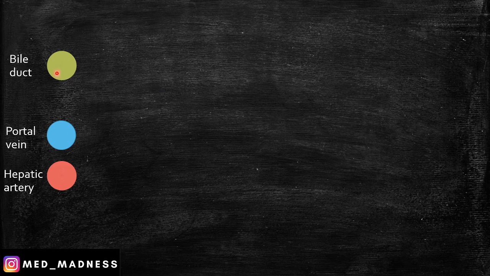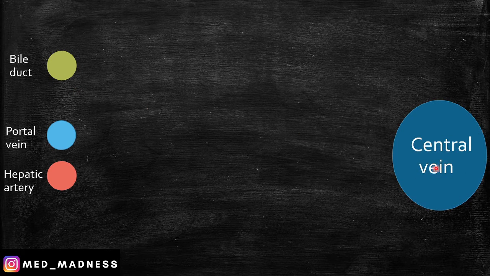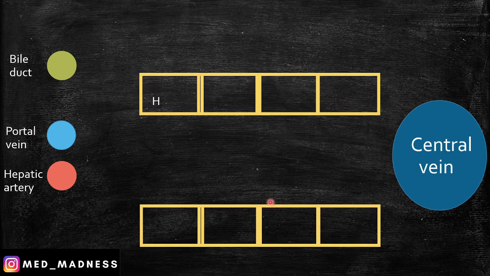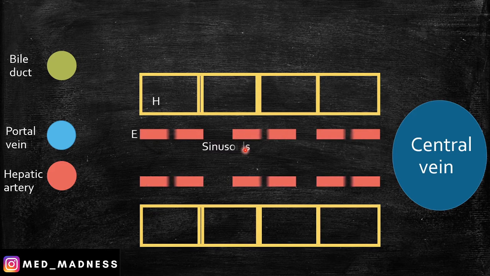Okay, so this is the bile duct, portal vein, and the branch of hepatic artery. So this constitutes the portal triad, and at the center of the lobule you have the central vein, and you have sheets of hepatocytes. This hepatocyte is going to get dual blood supply from the portal vein as well as the hepatic artery, and the blood flows through the sinusoids. So the sinusoids are nothing but the capillaries of the liver.